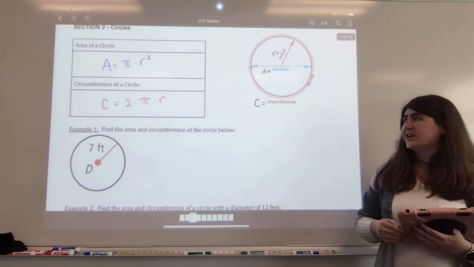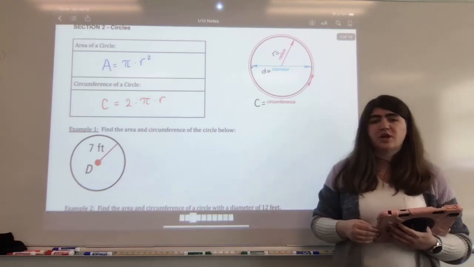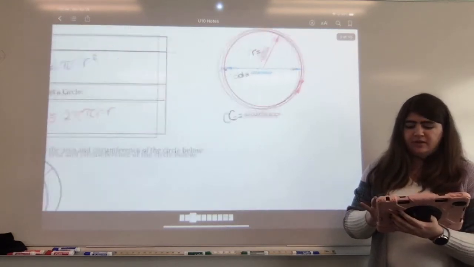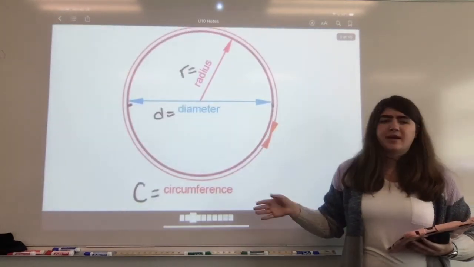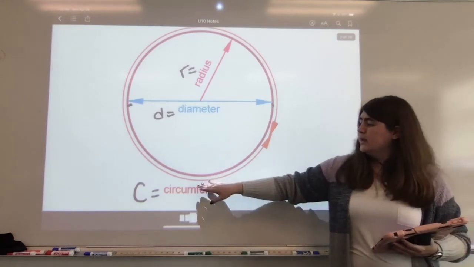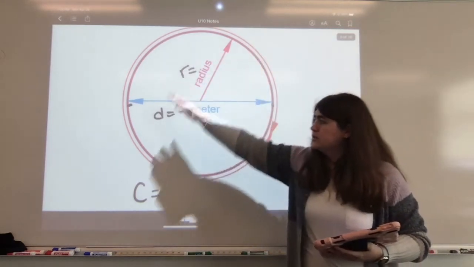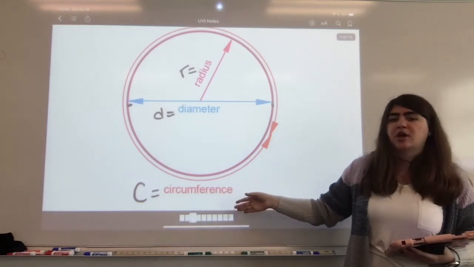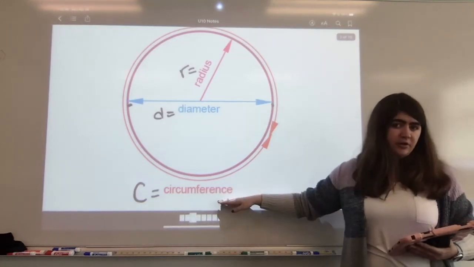Hello everyone, today we are continuing our 2D geometry unit talking about circles. So first we have this circle here and we're going to identify some pieces of that circle. So we have the distance around the circle, and that is what we call the circumference. That's equivalent to the perimeter of a shape, but when we have a circle it's called the circumference.